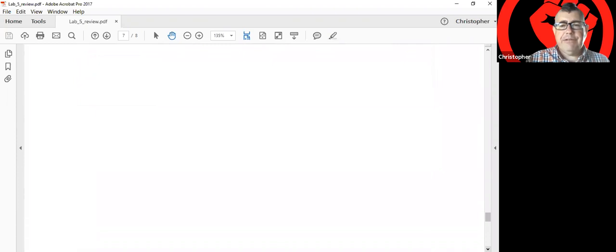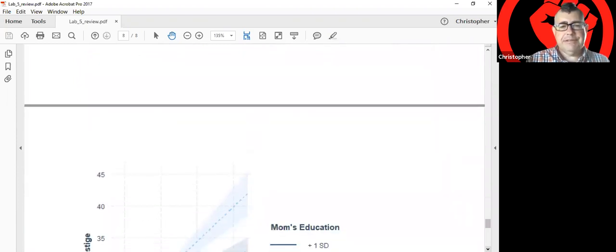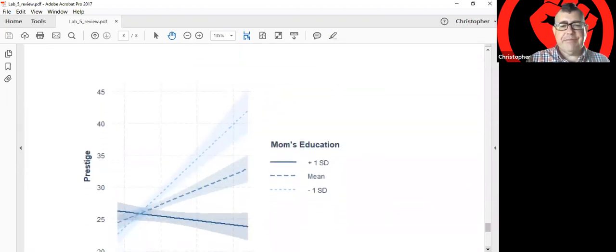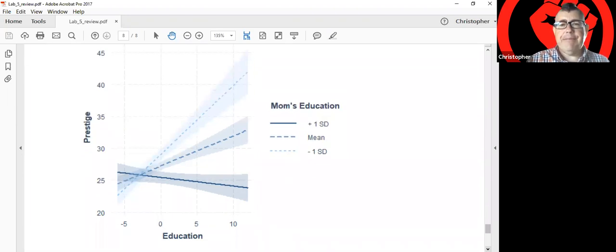And then the interact plot, we can see here somewhere. There we go. So we've got mom's education being broken down, and then we have your own education. And you can see that that positive relationship between your education and prestige is strongest for the -1 standard deviation. It's still significant but weaker for the mean, and then it's practically flat for 1 standard deviation. That was that non-significant relationship.